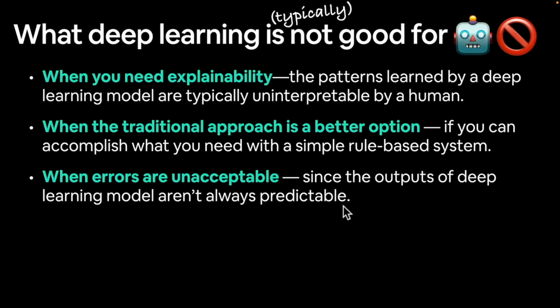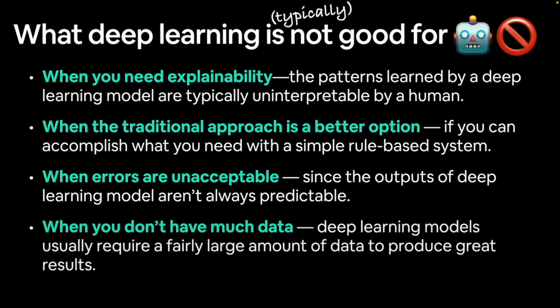When errors are unacceptable, since the outputs of a deep learning model aren't always predictable, we'll see that deep learning models are probabilistic. That means when they predict something, they're making a probabilistic bet on it. Whereas in a rule-based system, you kind of know what the outputs are going to be every single time. So if you can't have errors based on probabilistic errors, well, then you probably shouldn't use deep learning and you'd like to go back to a simple rule-based system.